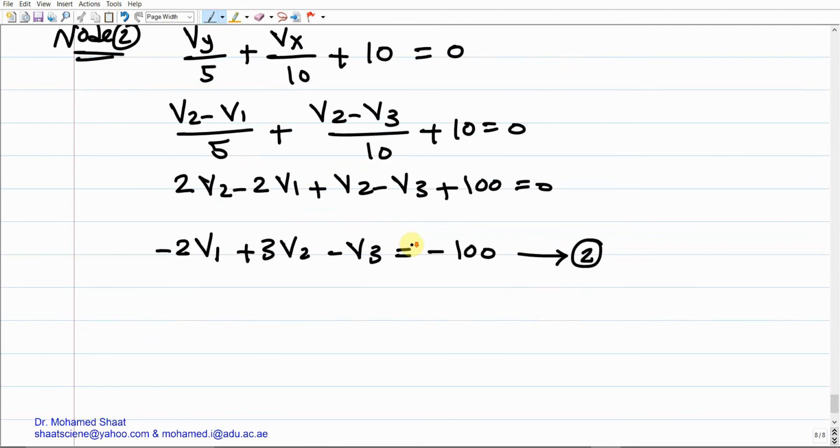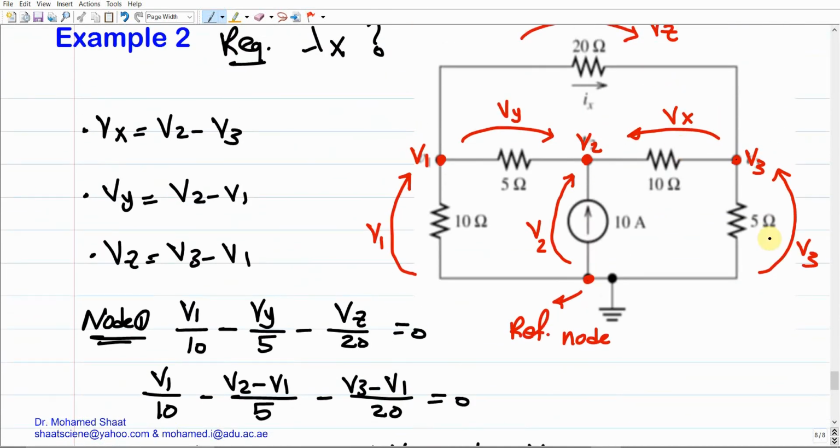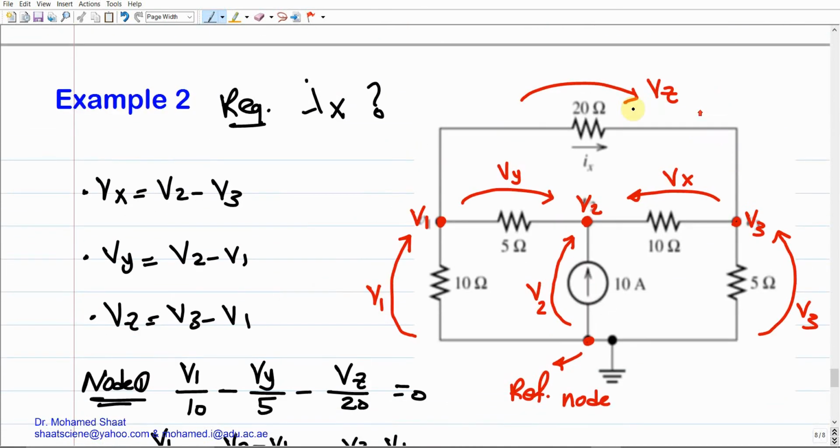Then how about the third equation? Because we do have three unknowns, we're going to repeat the same procedure but for node 3. For node 3, we do have here Vx, V3, and Vz, three elements. This node connects three elements, one line, second line, third line. So there are three elements around this node.